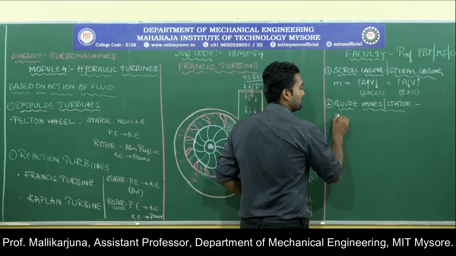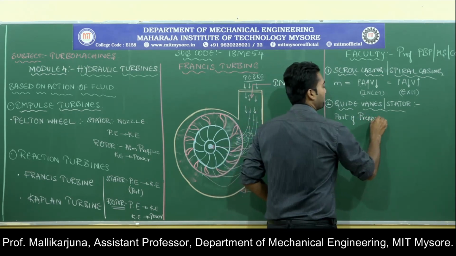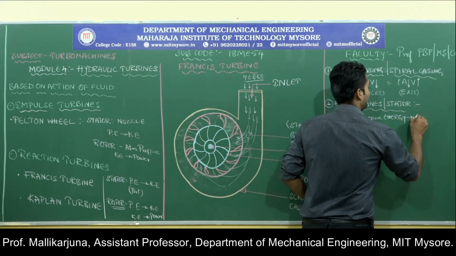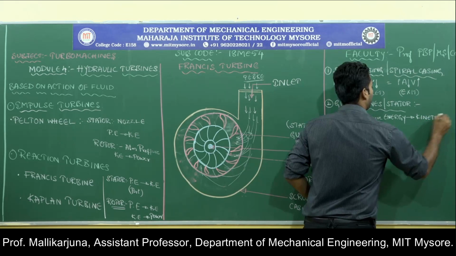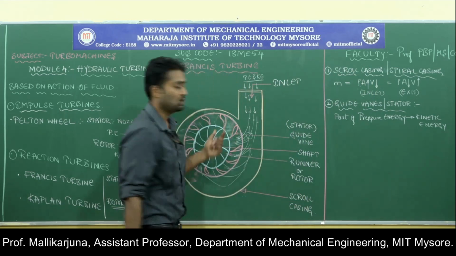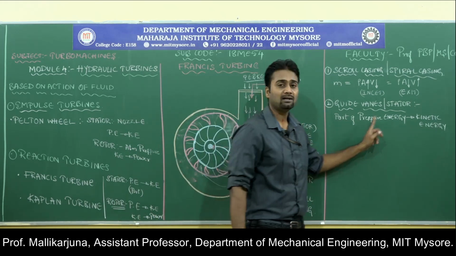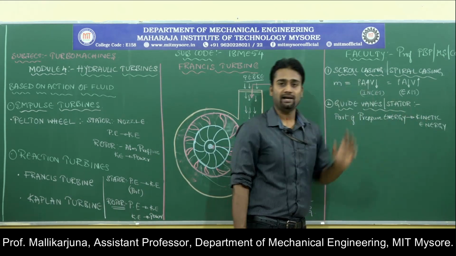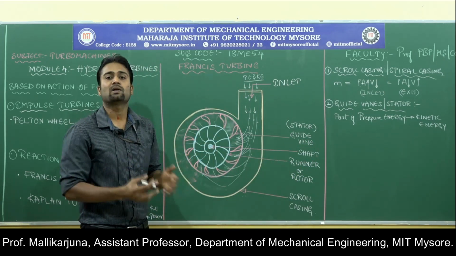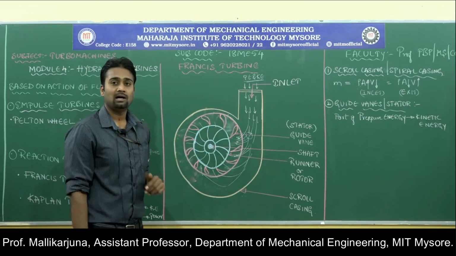Here what happens? Part of the pressure energy is going to be converted into kinetic energy, because of the passages which are present in between the guide vanes, or we can say the shape of the guide vanes is going to convert part of the pressure energy possessed by the fluid into kinetic energy. That means the fluid is accelerated, its velocity is increased. So that is the first function of guide vanes.